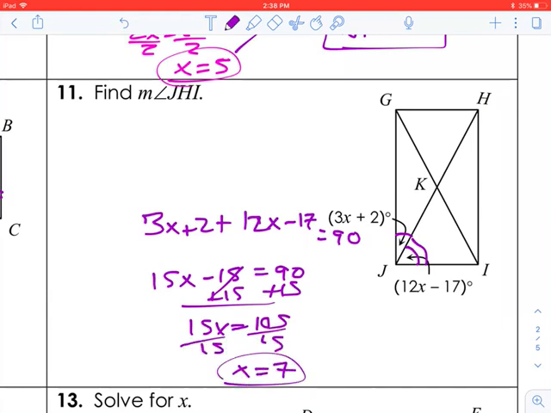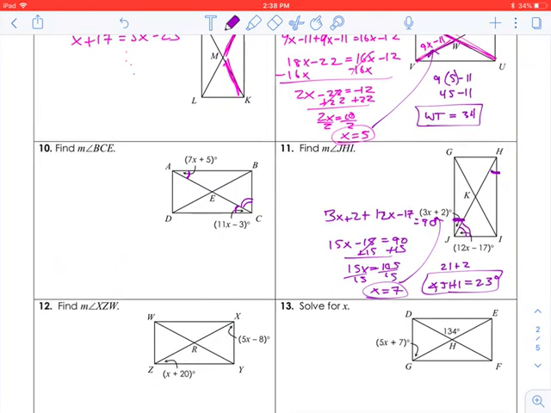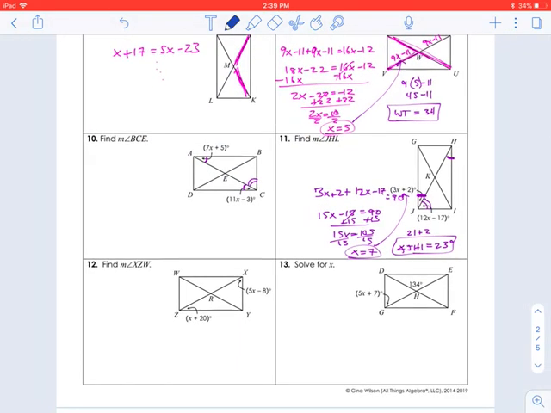Well, again, look, JHI is up here. And I know that's opposite of this one. So I plug that into here and get my final answer. 21 plus 2, angle JHI equals 23 degrees. Okay, so that's rectangles. Those are the things you want to kind of look for as you go through and solve different parts. Okay, now we'll talk about square and rhombus next.